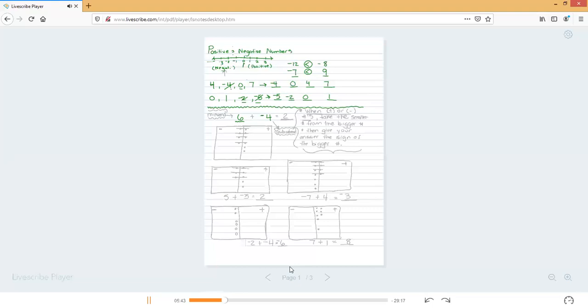Also, there is a general rule. Now, in the 5th grade, this is not a rule that you would see yet because it's for a higher level. But when adding and subtracting positive and negative numbers, there's a rule that always works.